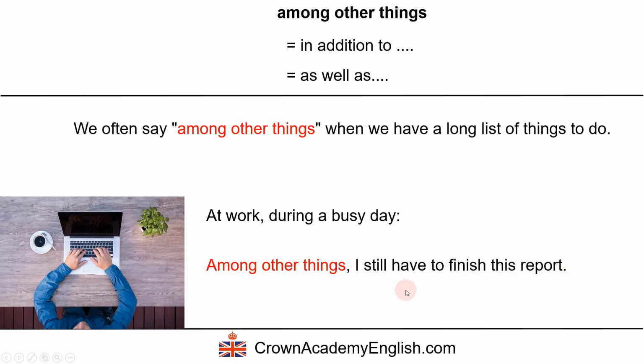So this means the work I have left is I have to finish this report, and I also have a long list of other things to do as well. But I'm not going to mention all of them. This is one of the things I have to do, but I also have a lot of other things to do as well. So among other things, I still have to finish this report. In addition to. A very common expression when you are very busy.